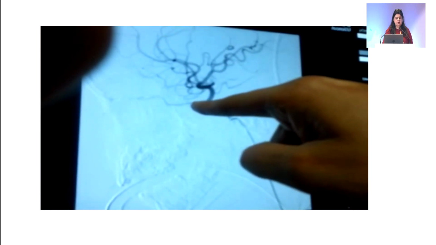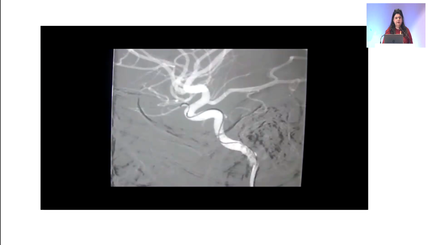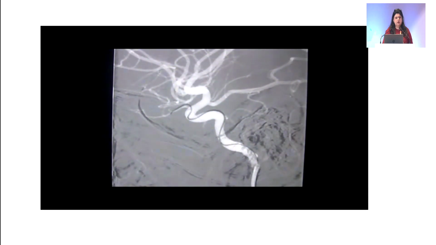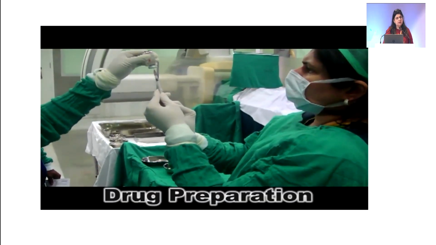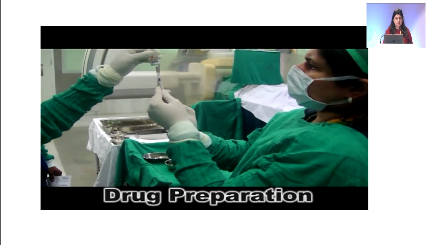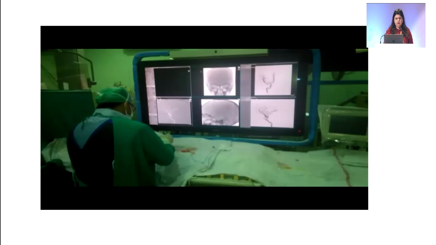So this over here, you can see this is the ophthalmic artery, okay? And here you can see that the microcatheter is being advanced, slowly, gradually. It is entering the ostium of the ophthalmic artery, and once it enters the ostium, again you inject a dye just to make sure that the ophthalmic artery is now selectively cannulated, and the drug that you will inject will go only into the ophthalmic artery and nowhere else. This is the drug preparation of the melphalan, which is done in the lab, and then slowly it is injected over a period of 30 minutes.